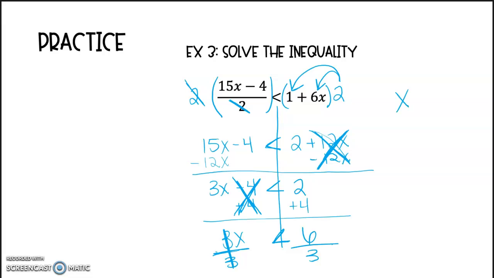Sorry, I'm having to write it up here. X is less than, our sign did not change because we didn't divide or multiply by a negative. And then 6 divided by 3 is 2. So we know that any values less than 2 are going to make that inequality true. No values greater than 2, only values less than 2. And that doesn't include 2 because it's not a less than or equal to sign. It's just less than. So starting at 1, 0, negative 1, and so on will make that inequality true.